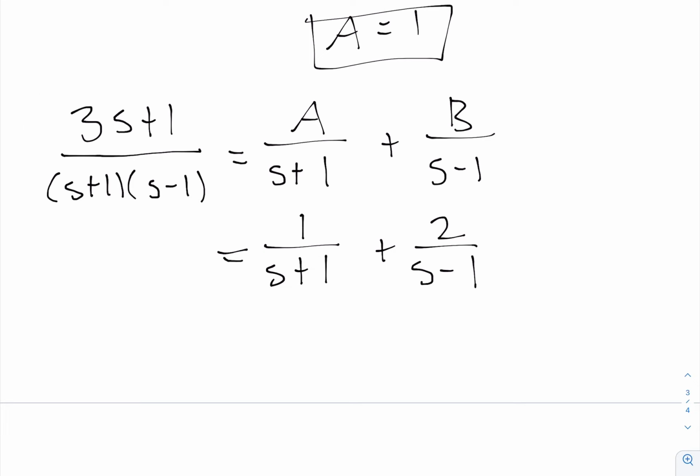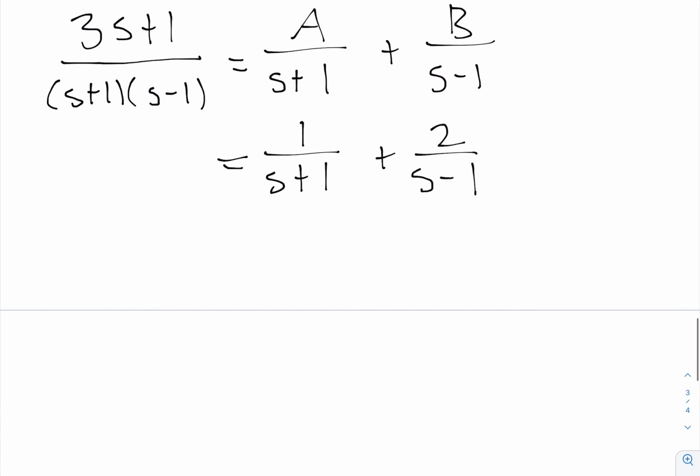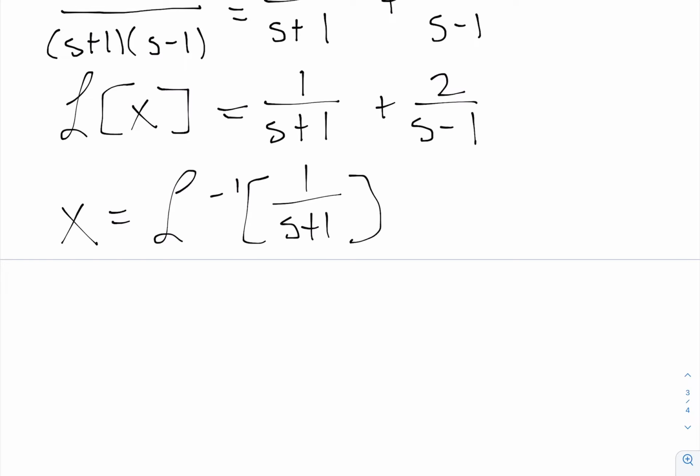But we don't want to do that, because seeing these pluses and simpler fractions are our best friend when solving Laplace transforms. Since we know that's what L of x is equal to, I'll write L of x here. So the Laplace transform is 1 over s plus 1 plus 2 over s minus 1. We can just take the inverse Laplace of both sides to get x. So x is the inverse Laplace of 1 over s plus 1 plus the inverse Laplace of 2 over s minus 1.